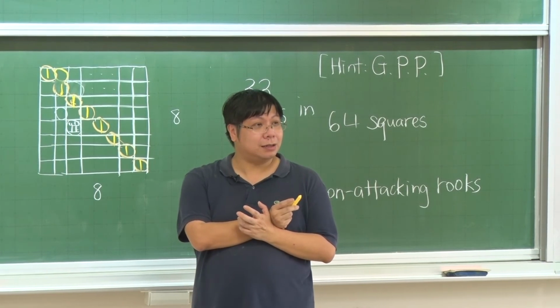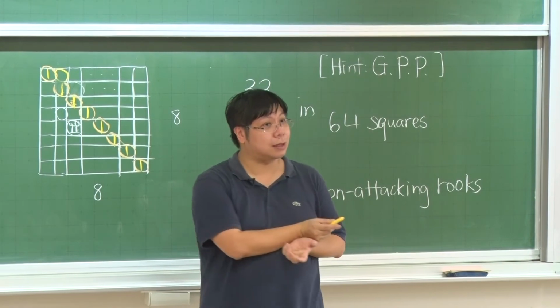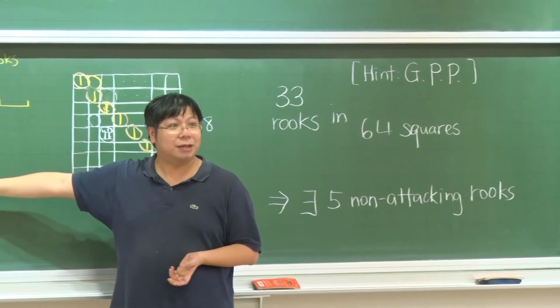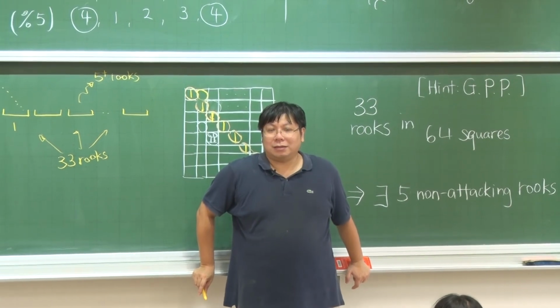Right? 10, no, 10. Yeah, 10 holes is not that good. We have 33 rooks only. It's not like 64, okay? 10 holes, 8. Is 9 holes okay?